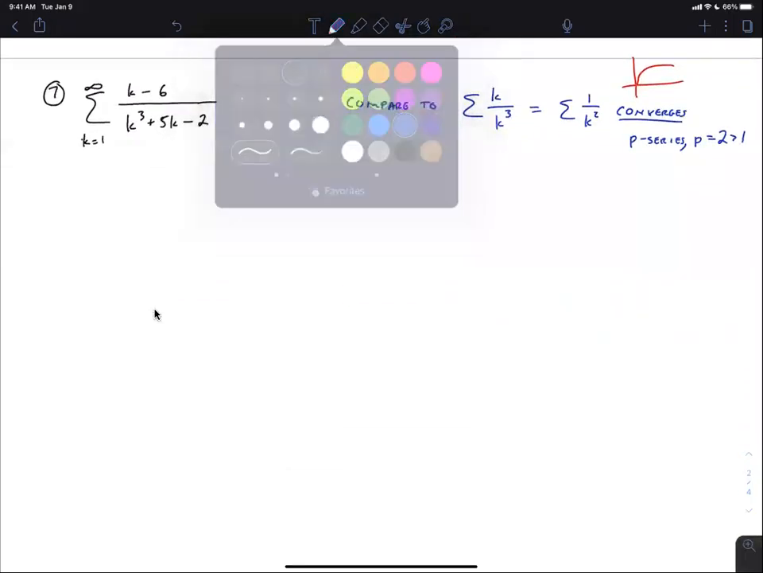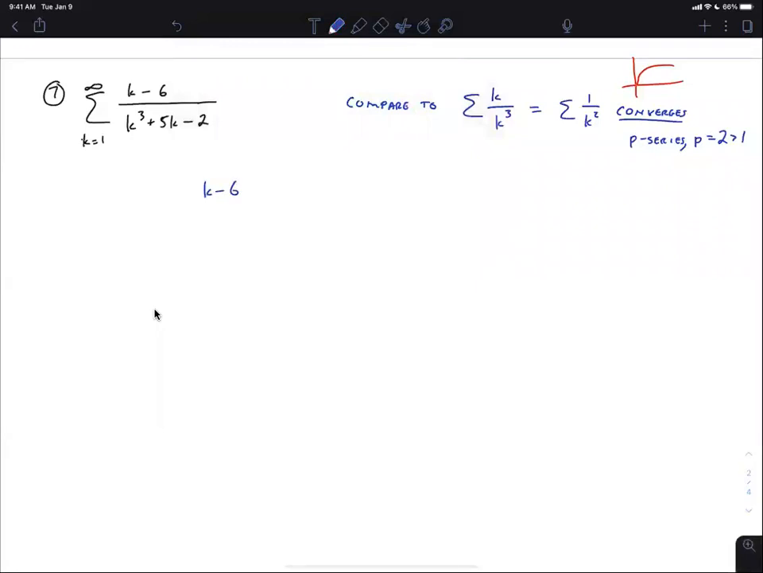Okay, so we're going to prove that that's the case here. We're going to say, okay, well, k minus 6 over k to the third plus 5k minus 2 is less than k over k to the third plus 5k minus 2. We're not done, but how do I know that that inequality is true? What's the only difference between these two fractions? The numerators. Yeah, the numerator. And this one has a smaller numerator. Same denominator, smaller numerator. So this is a smaller fraction. Does that make sense?